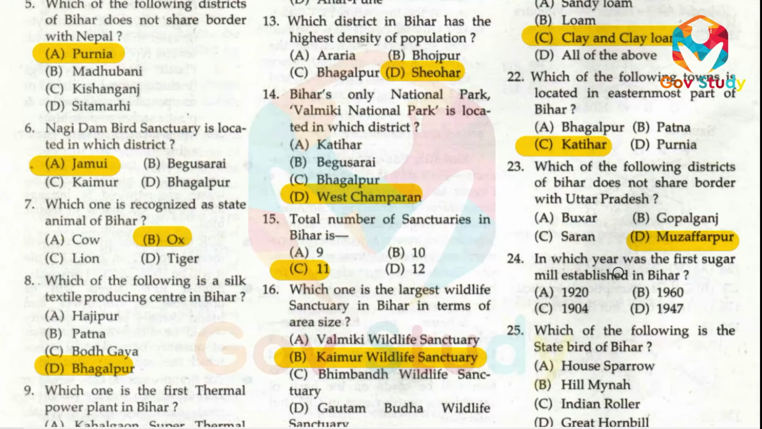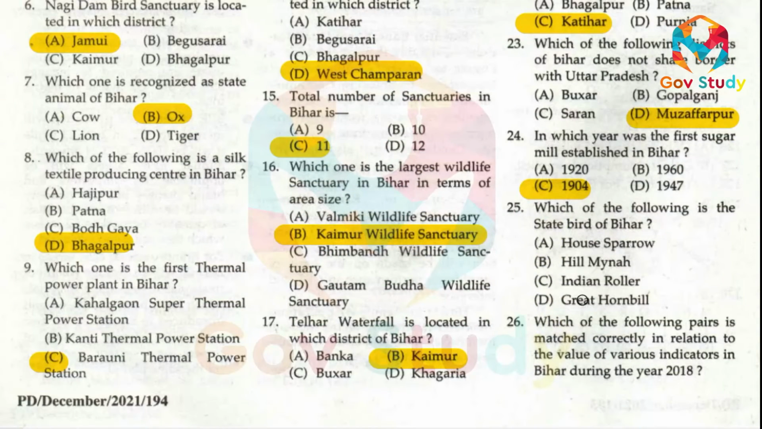In which year was the first sugar mill established in Bihar? Correct answer is C, 1904. Next question. Which of the following is the state bird of Bihar? House sparrow, hill myna, Indian roller, great hornbill. Correct answer is A, house sparrow.